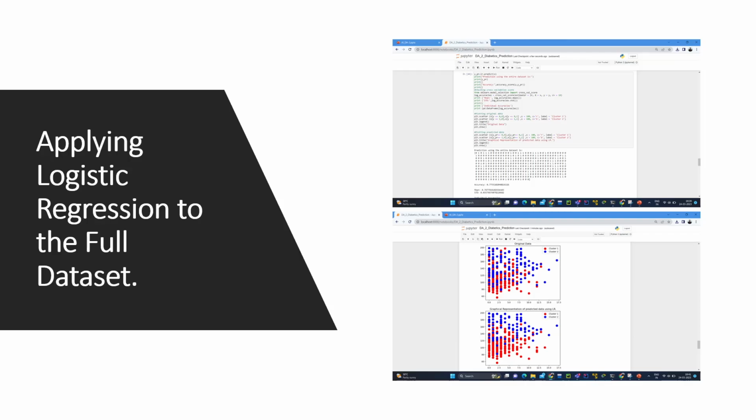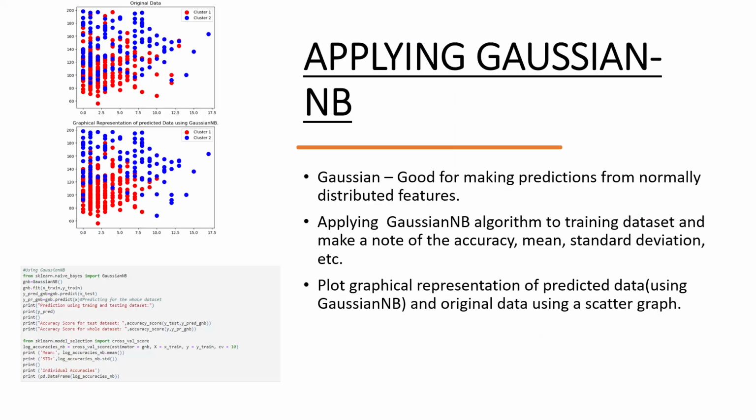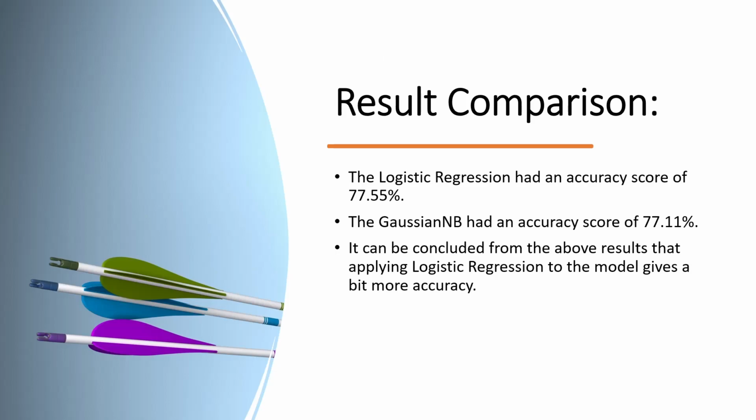Okay, thank you, Nibran, for that detailed explanation. Now I'll be summing up our project with a few result comparisons. As my teammate said, the logistic regression had an accuracy score of 77.55%, and the Gaussian NB had a score of 77.11%. So it can be concluded from the above results that applying logistic regression to the model gives a bit more accuracy.